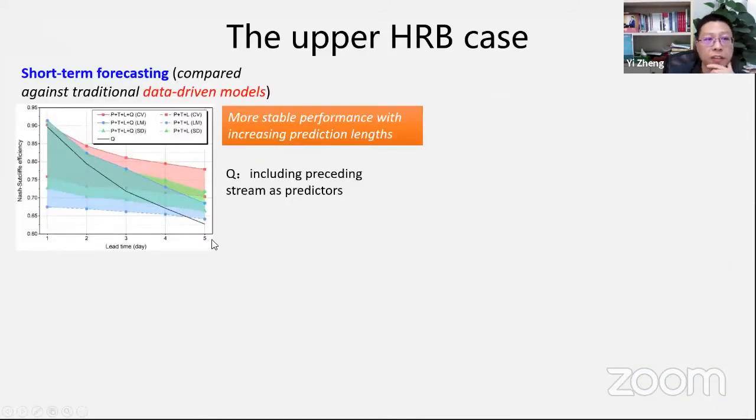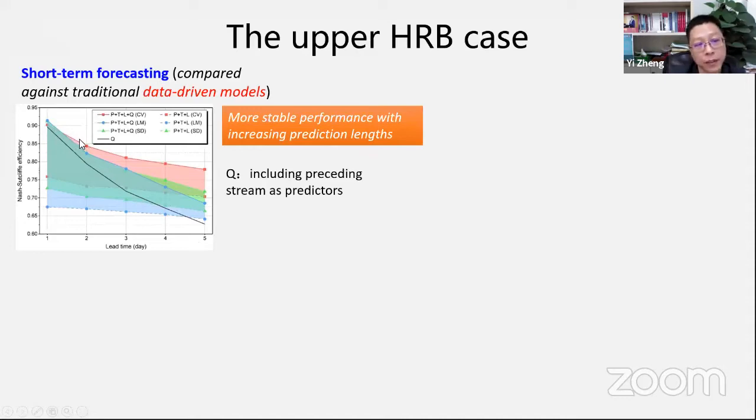We tested the short-term forecasting performance of our model. So we compare against the traditional data-driven models, the CV, the LM, and the SD. I won't go through the detail in this figure, but the main idea is we have achieved a more stable performance with increase in prediction length. The leading time means the prediction length, like a 4-day ahead prediction, 3-day ahead prediction.